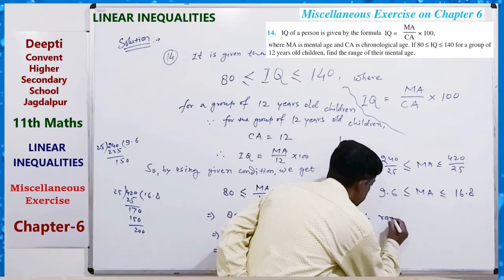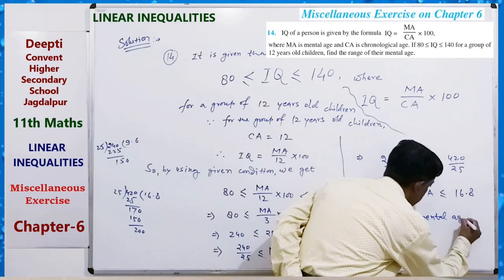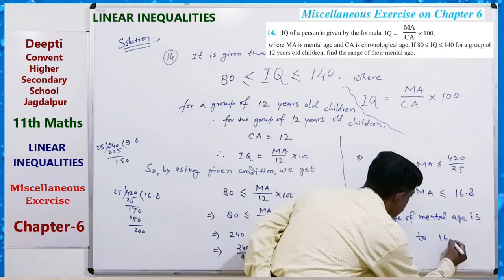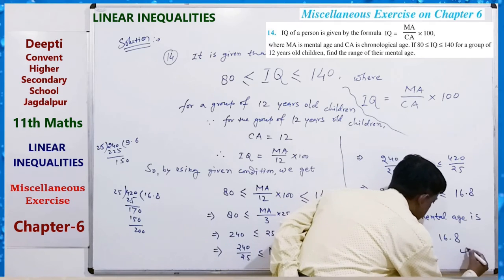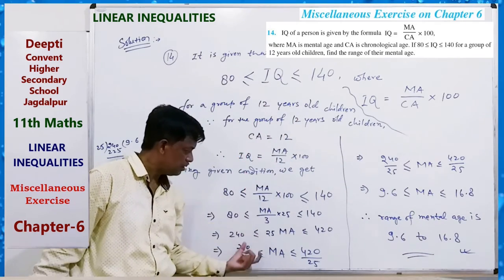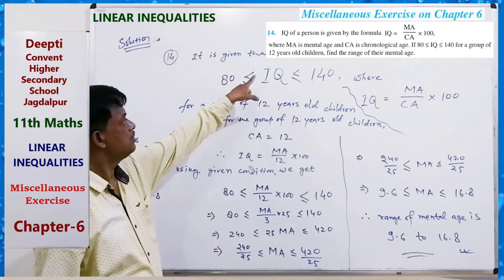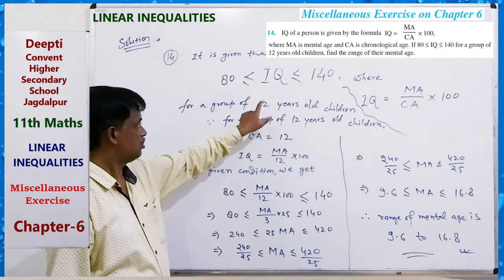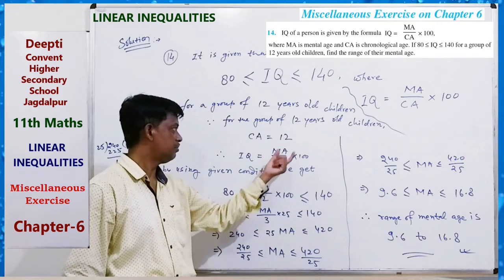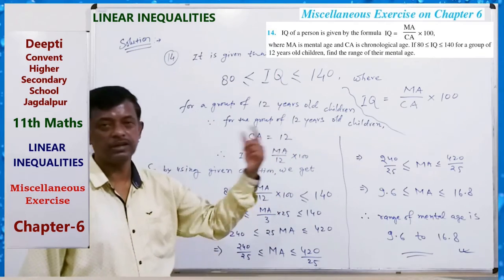So the range of the mental age is 9.6 to 16.8. This is our answer. Okay. So just you have to use the solving inequality technique. First of all, by using the condition, because for 12 years old children chronological age will be 12, put 12 in place of CA. Then use this value here. Just solve it. And you can get the range.